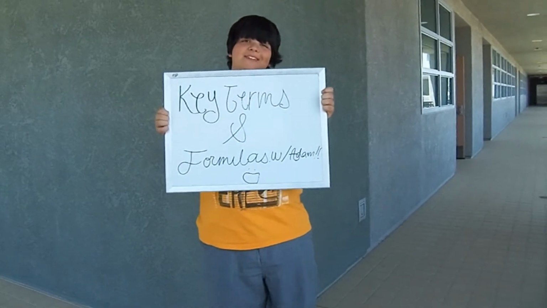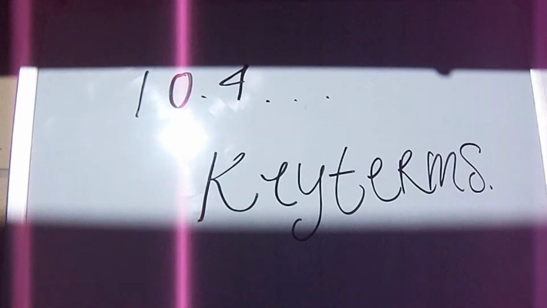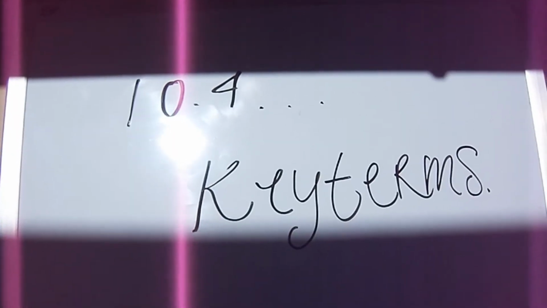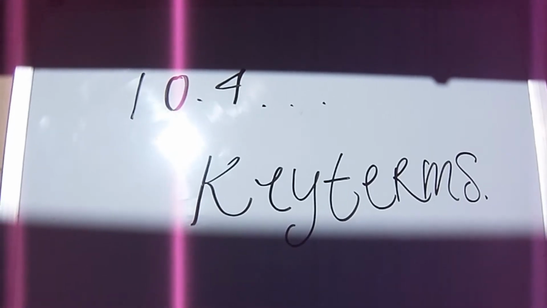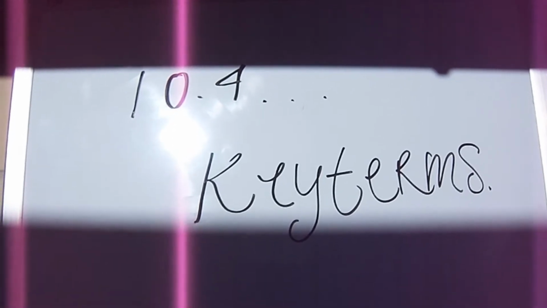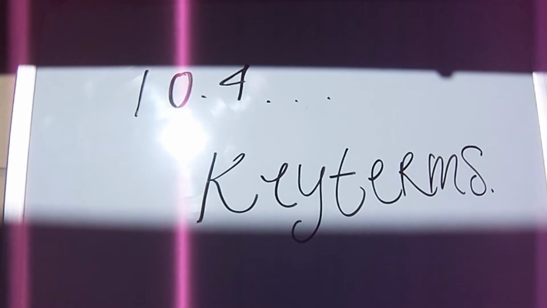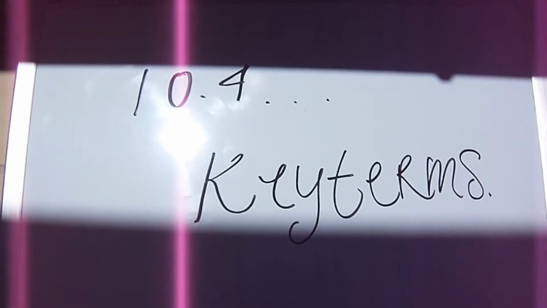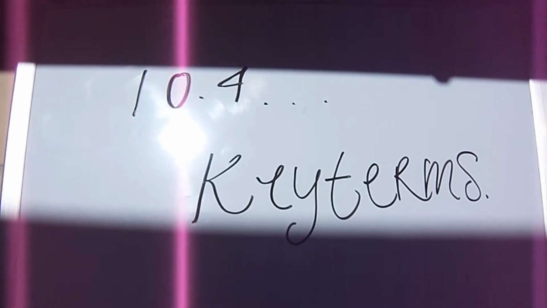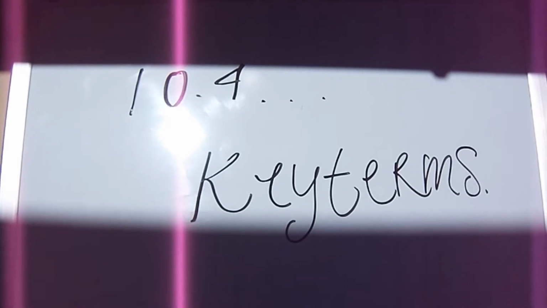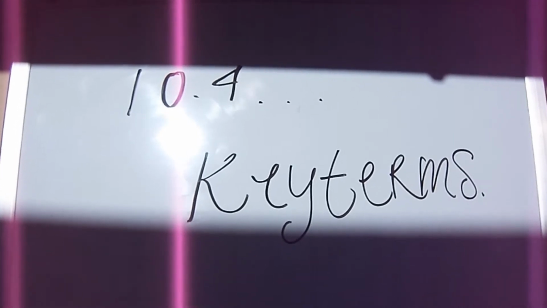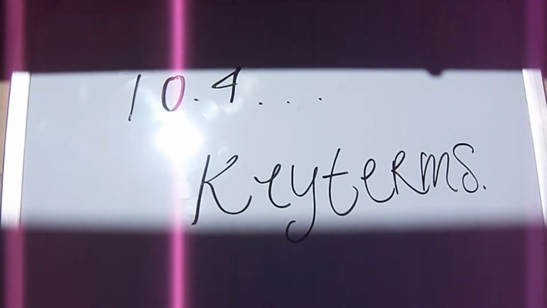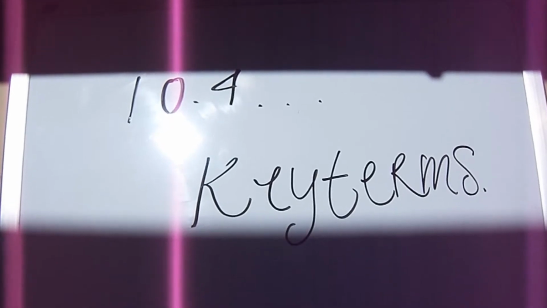Key terms and formulas. Altitude: the height of an object that is perpendicular to the base. Lateral surface: the sides of a figure that don't include the base. Right cylinder: a cylinder in which the altitude is perpendicular with the bases. Right prism: a prism in which the altitude is perpendicular to the base. Surface area: the total area of the surface in a solid.